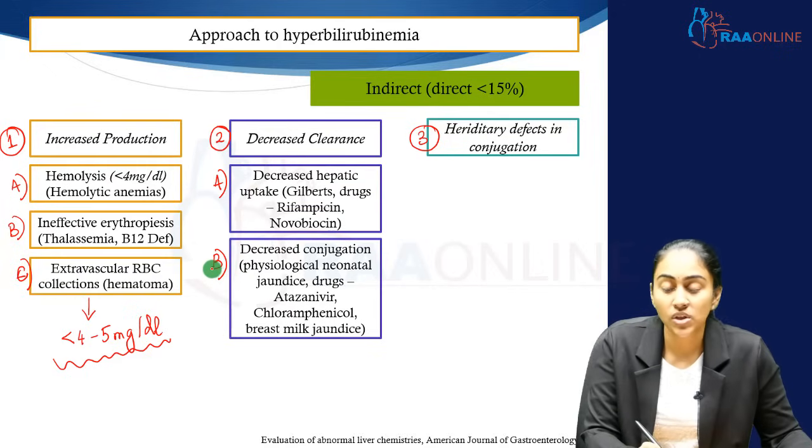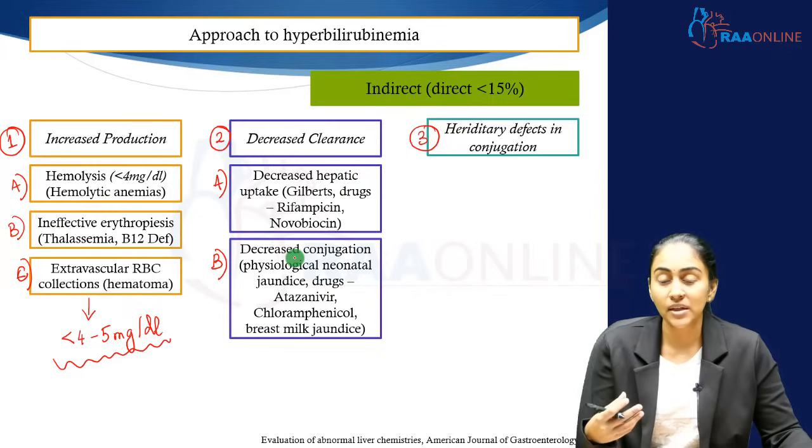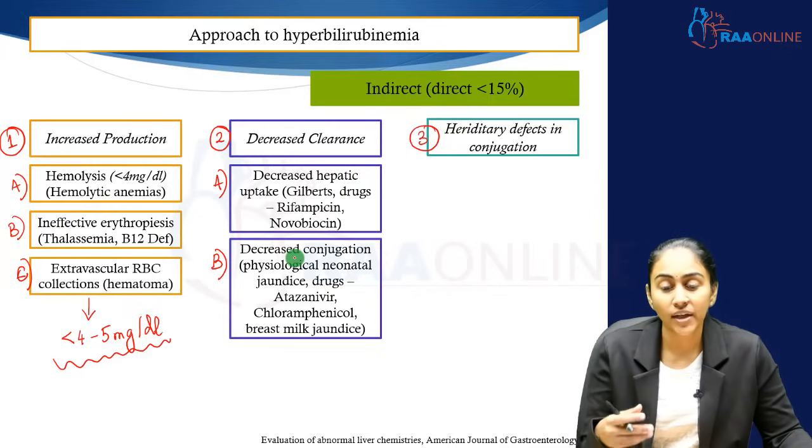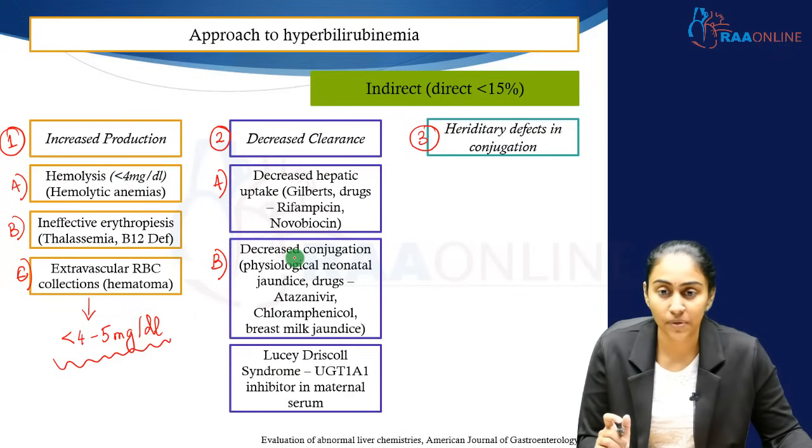Decreased conjugation can be seen in physiological neonatal jaundice, and with certain drugs like atazanavir and chloramphenicol. Atazanavir can reduce the activity of the conjugating enzyme. Even breast milk jaundice can cause decreased conjugation because of the fatty acids in the breast milk, which exert an inhibitory effect on the enzymes involved in conjugation. So, all of this can result in indirect hyperbilirubinemia.